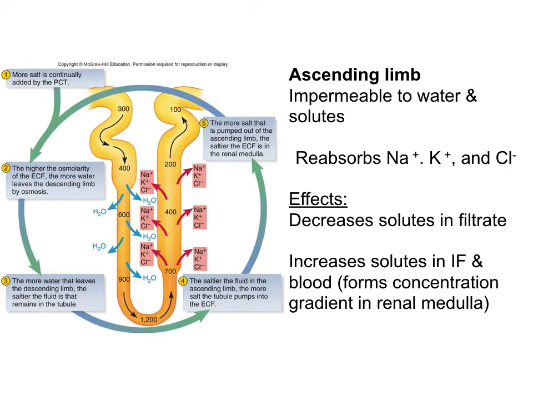Urea also contributes to this concentration gradient. The urea actually comes from urea reabsorption in the collecting duct. Okay, so the collecting duct reabsorbs some urea, and it's also kind of sitting out there in the deep parts of your medulla, adding to this concentration gradient.